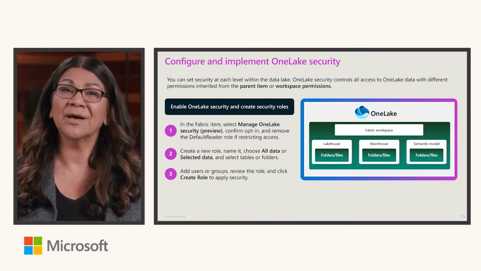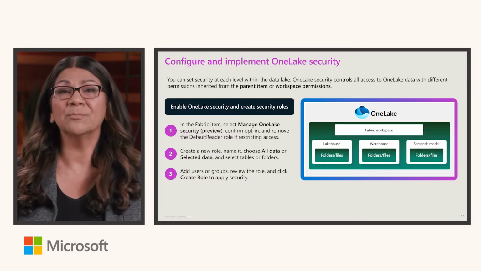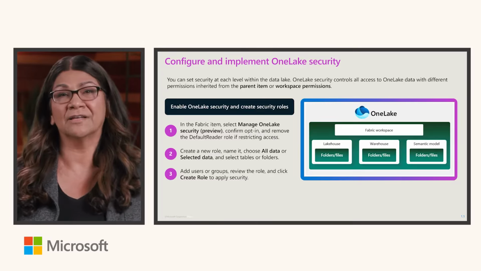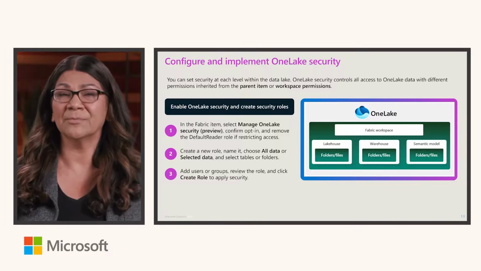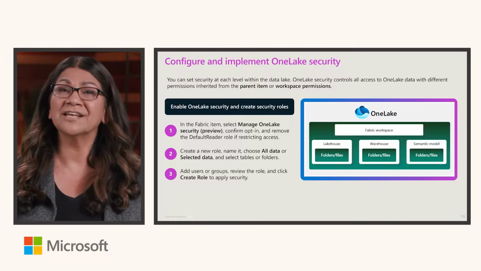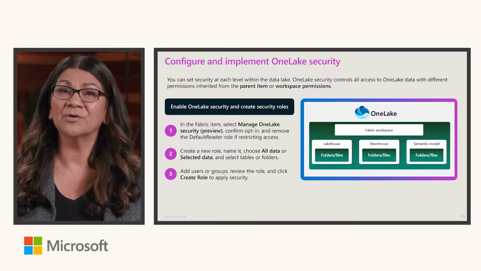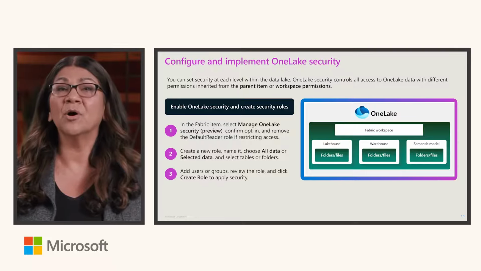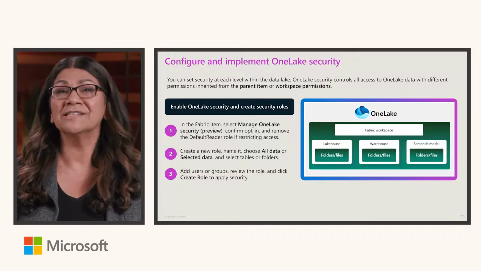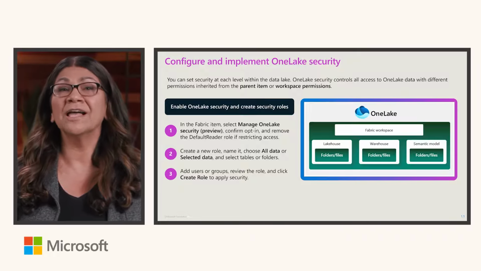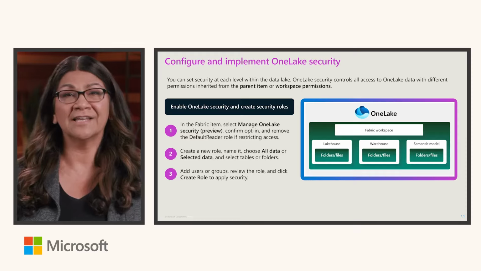OneLake Security in Microsoft Fabric lets you apply role-based access control to your data, ensuring only the right users can access specific folders or tables. You can create security roles, assign users or groups, and even add row or column-level restrictions for granular protection. If a user isn't part of a data access role, they won't see any data in that item.